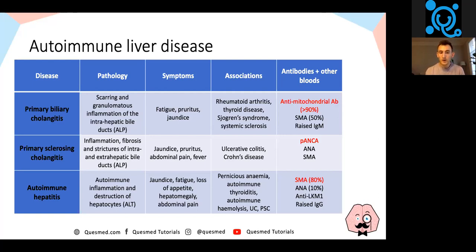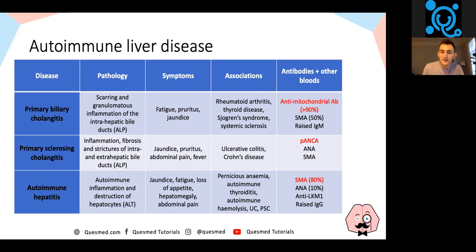Primary sclerosing cholangitis causes inflammation, fibrosis, and strictures in the intra and extrahepatic bile ducts. So you often see this kind of stricturing pattern on imaging. That can also present similarly with jaundice, pruritus, and sometimes abdominal pain. And primary sclerosing cholangitis is often associated with ulcerative colitis.